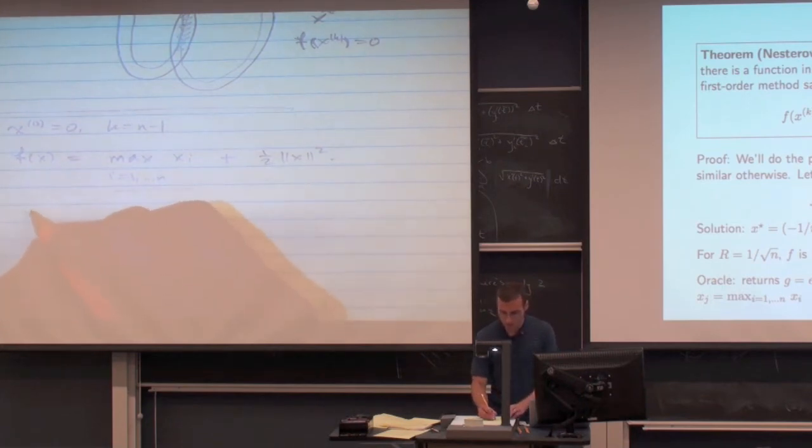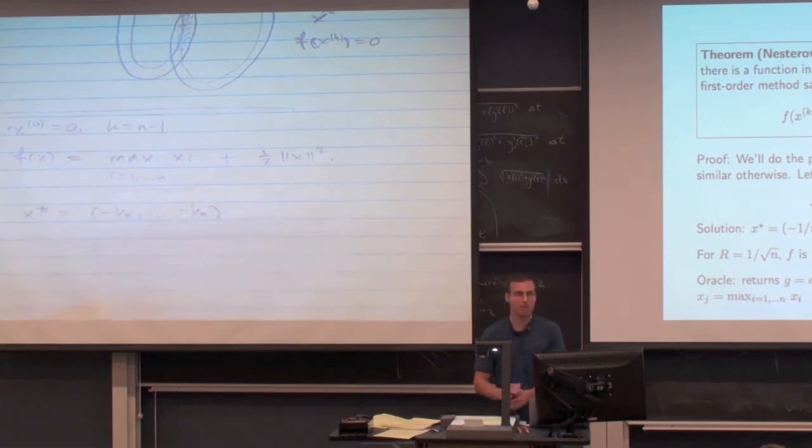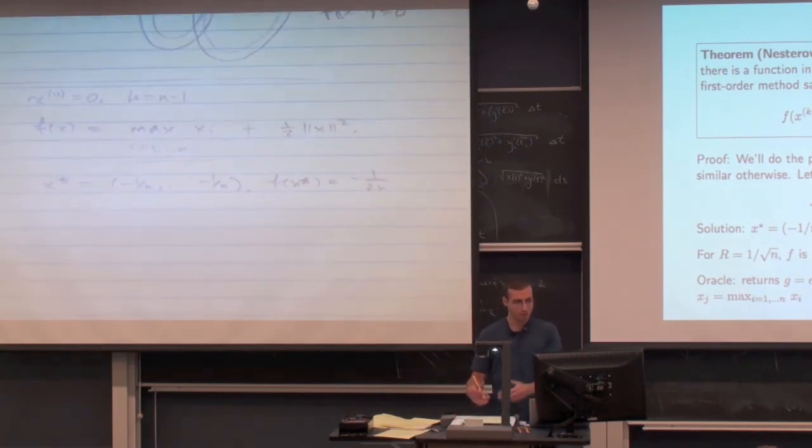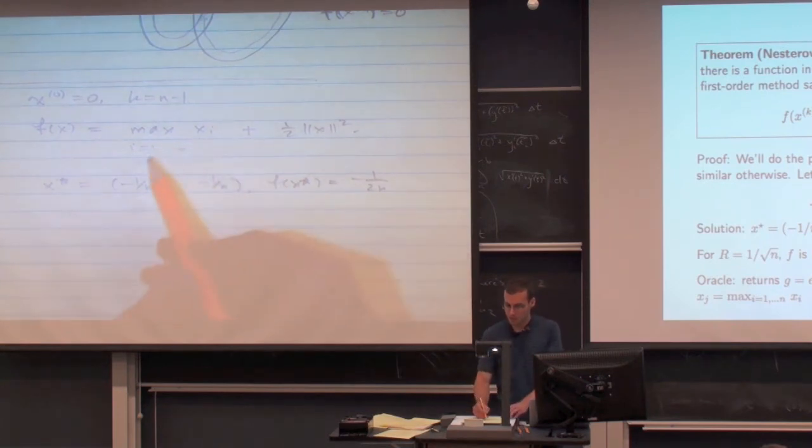So the first thing I claim is that a solution is given by the vector where I take minus 1 over n in each component. And the optimal value of the function is minus 1 over 2n. Okay, so why is that true? You're starting to see a pattern here. We just take subgradients of this, and we see when those subgradients are 0. I told you my guess for the solution, so we're just going to plug that in and see if we can make a subgradient of f equal to 0.